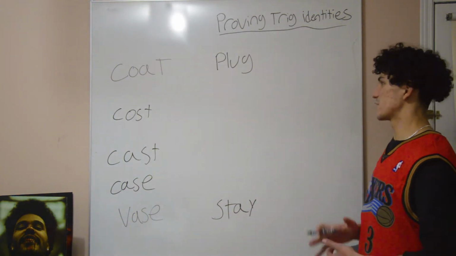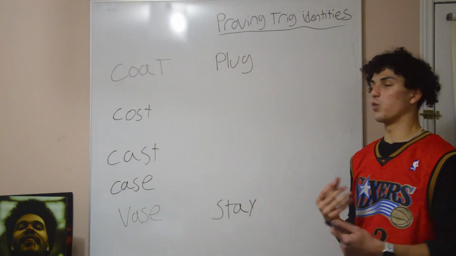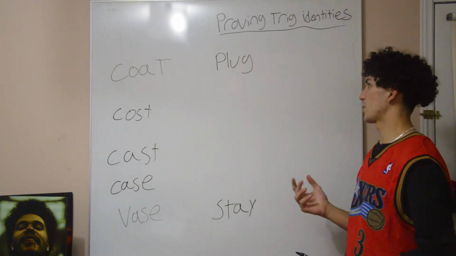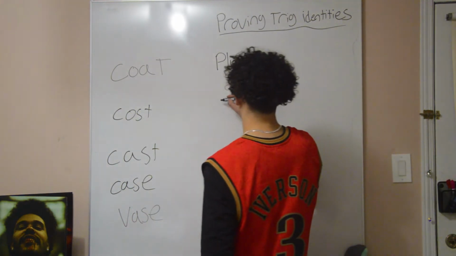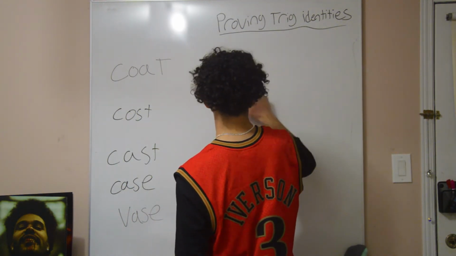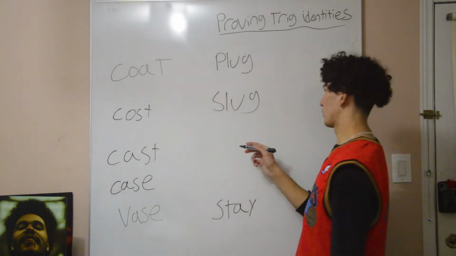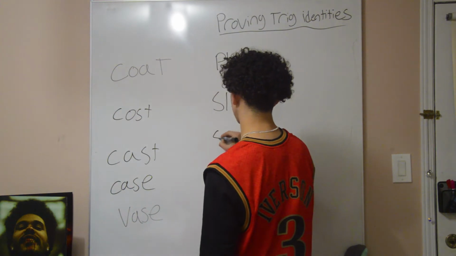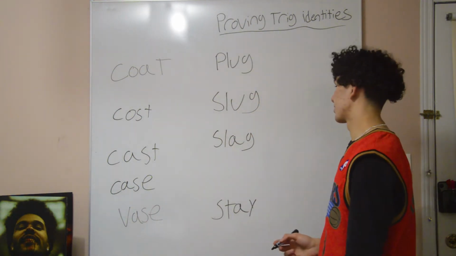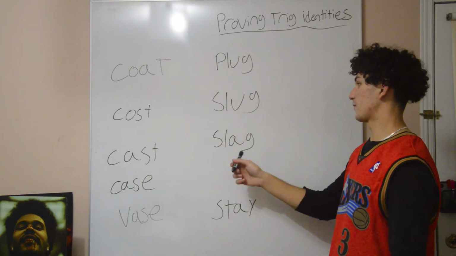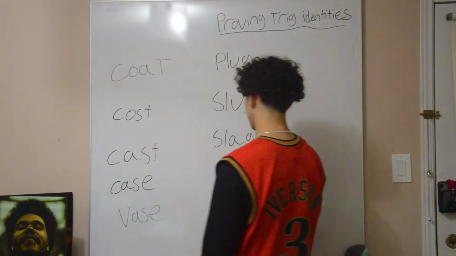I want you guys to try this on your own. Try to get from plug to stay in 3 steps. Only changing one letter at a time and making sure it's still a word. And I'll show you guys what I got. So I went from plug to slug. I changed the P to an S. From slug to slag, which, yeah, it's a word. I don't know. Crazy how that works. And then from slag to, I think it was slay? Yeah.